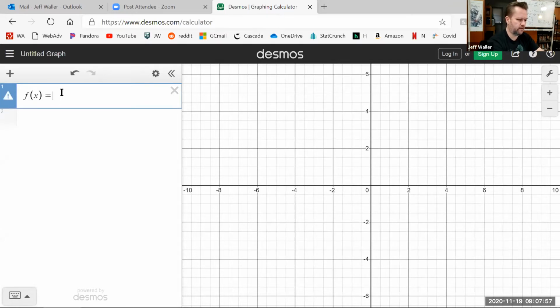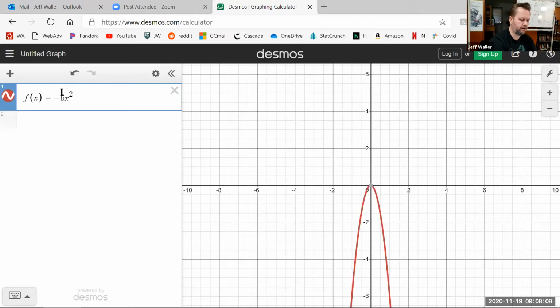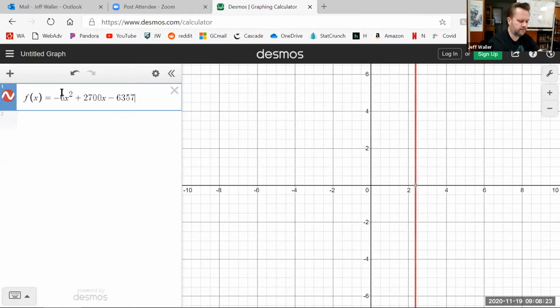F of x equals -6x. And then you have to use the little caret. It's above the 6 button on your keyboard, for the second power. And then you hit the over arrow to come down. See how I'm up there? I got to hit the over arrow to come down. Plus 2700x minus 63,750. So that's the function.